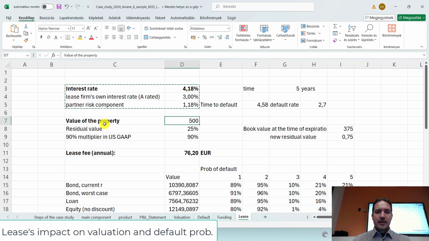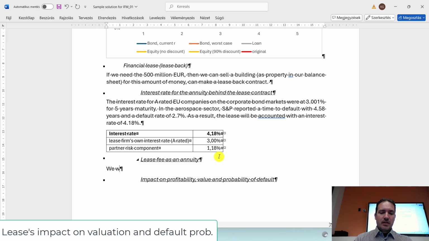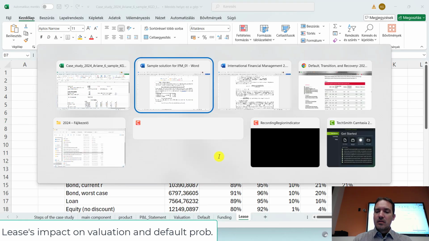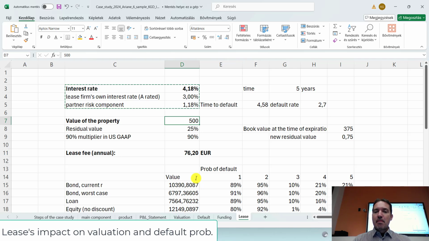Okay, then lease fee as an annuity. So we will sell a building with the book value of 500 million, and we purchase it 5 years later, euros, which is nice.